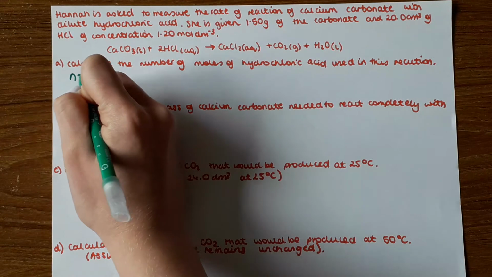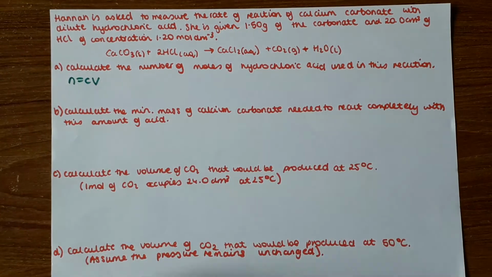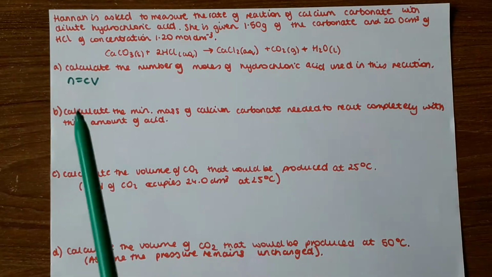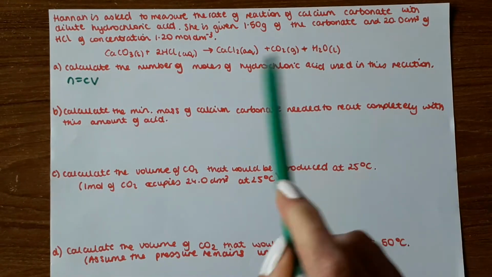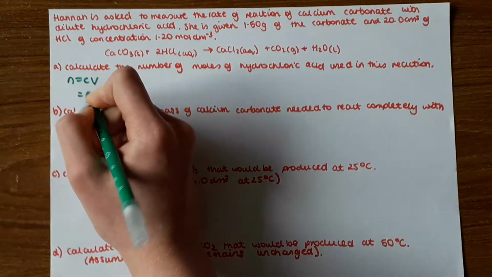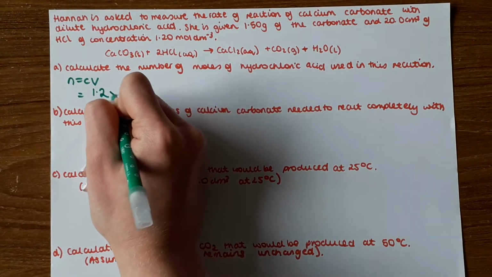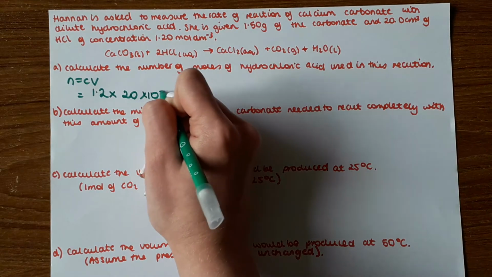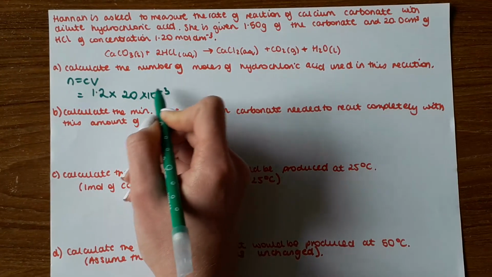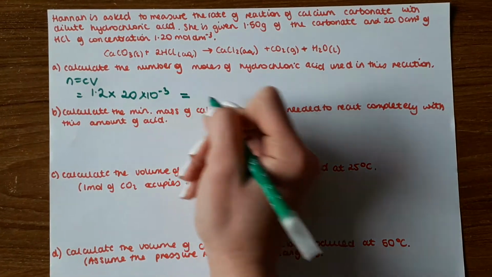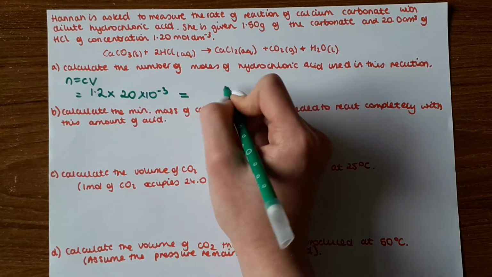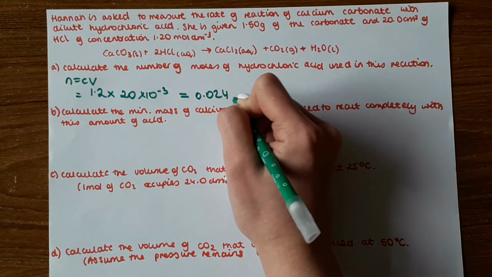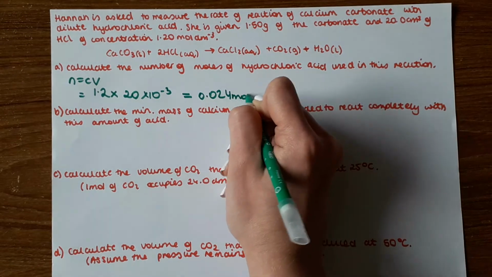In order to do this, we need our equation. We know the concentration of hydrochloric acid, 1.2 moles. We know the volume, which is 20 cm³. So all you've got to do is put it in, 1.2. But remember, we have to change our 20 cm³ to dm³, which means times 10 to the minus 3. Put it in a calculator, and the answer you get is 0.024 moles.